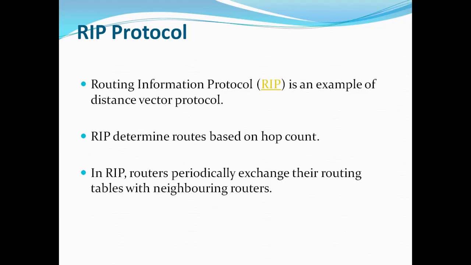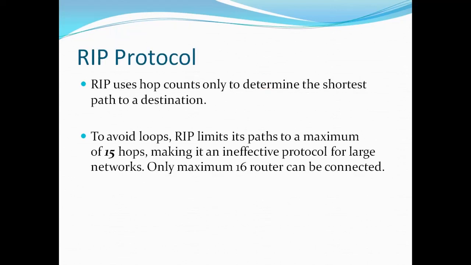In RIP, routers periodically exchange their routing tables with the neighbor routers. RIP uses hop counts only to determine the shortest path to a destination. So if you are sending a packet from one router to another router, it will find the shortest path to send that packet. To avoid loops, RIP limits its path to a maximum of 15 hops, which makes it an ineffective protocol for large networks, which means you cannot add more than 16 routers in the RIP protocol.